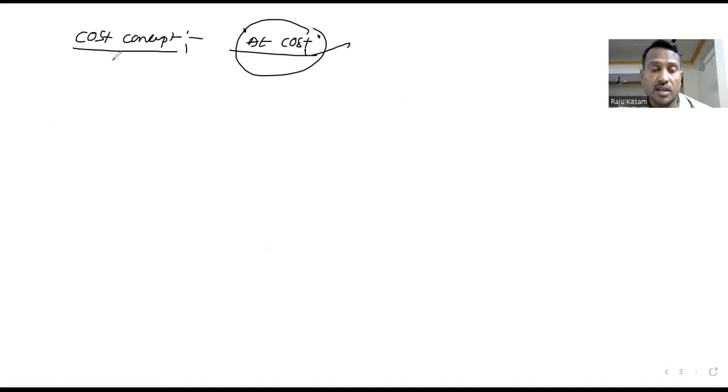Suppose furniture is bought. Furniture is an asset which is important for the business. If furniture is bought for 10,000, we should record in accountancy books only 10,000.